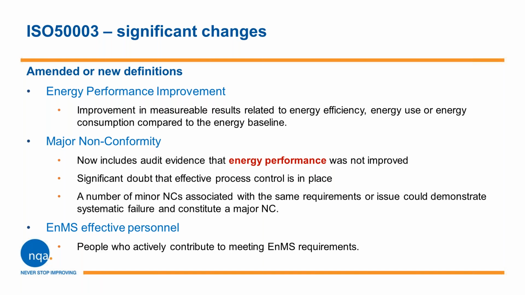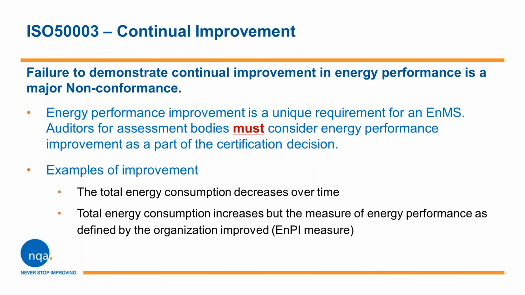Existing definitions still stay the same: significant doubt that an effective process is in place, or a number of minor NCs associated with the same requirement or issue could demonstrate a systematic failure. And it also defines a new term, ENMS effective personnel, and they're people who actively contribute to meeting ENMS requirements. So this failure to demonstrate continual improvement, at the moment it's a unique requirement for an ENMS, an energy management system. Auditors for assessment bodies must consider energy performance improvement as part of the certification decision.